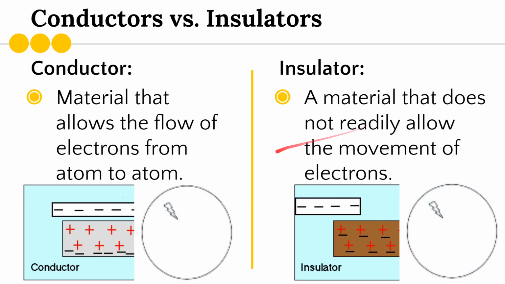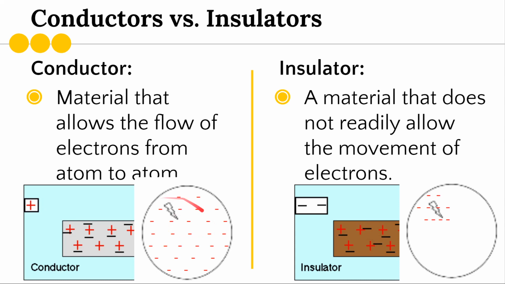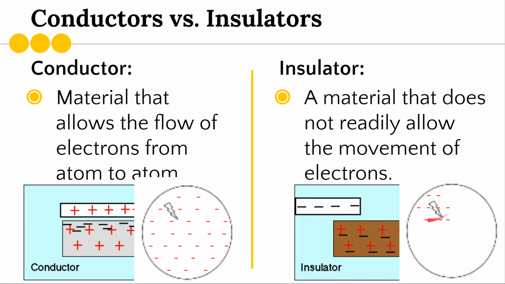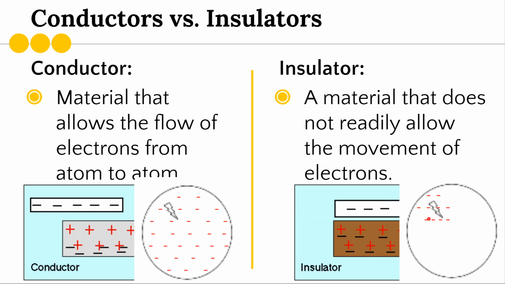So if you were to touch a charged object to a conductor, those charges would spread out evenly. If you were to touch a charged object to an insulator, they're going to stay in the localized region where you place them because they're not able to flow in the same way.